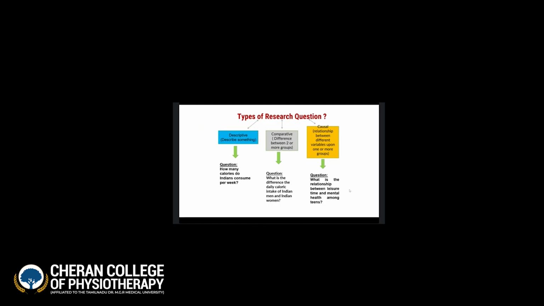Descriptive is something where we are describing. For example, I've given an example here: how many calories do Indians consume per week? It is descriptive, we are just describing it. It is not a specific question. So we can say that my research question is a descriptive research question.